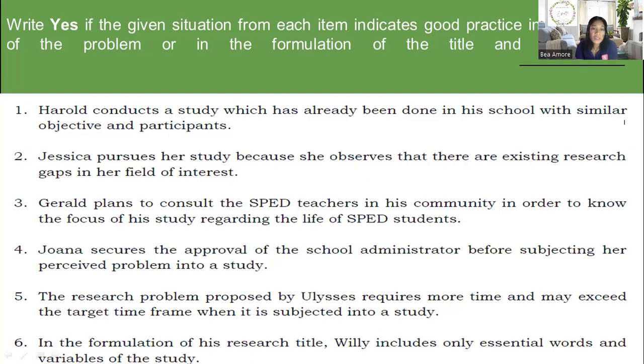Four, Joanna secures the approval of the school administrator before subjecting her perceived problem into a study. Five, the research problem proposed by Ulysses requires more time and may exceed the target time frame when it is subjected into a study. And six, in the formulation of his research title, Willie includes only essential words and variables of the study.